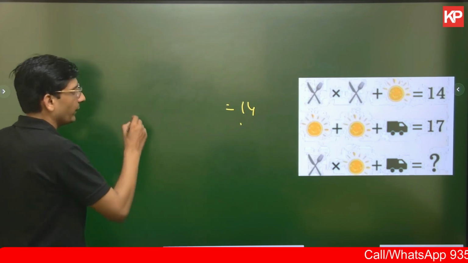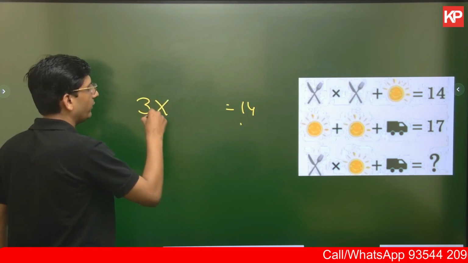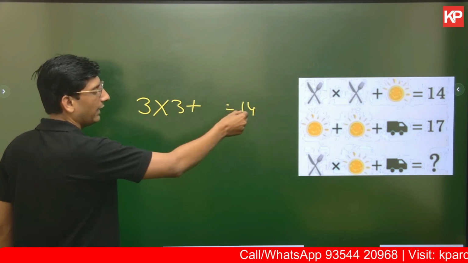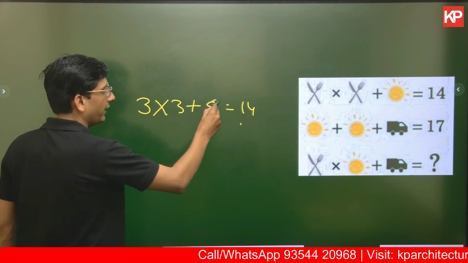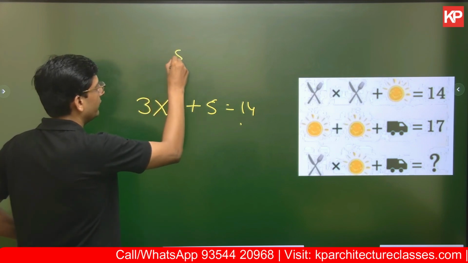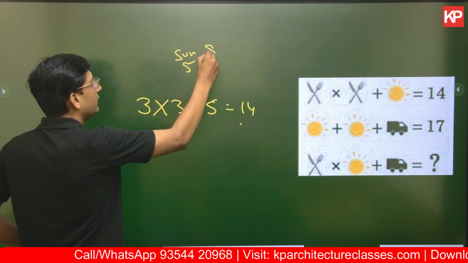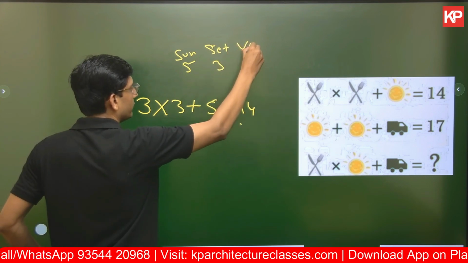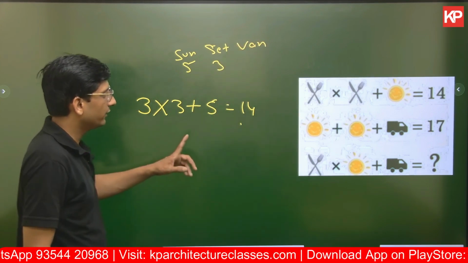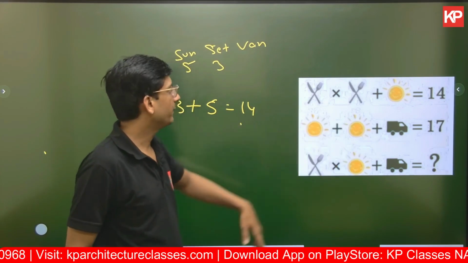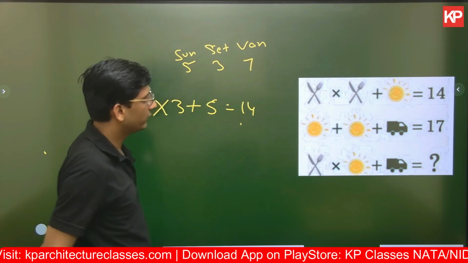Next one is when you are taking the value of x as 3, 3 into 3, that is 9. How much are you adding then here? Plus 5. 9 plus 5 is 14. So that means you are taking spoon as 5, set as 3, and knife we have to find out. Here let's put the value of spoon as 5, so 5 and 5 is 10, and the knife is now 7. So this is the answer.